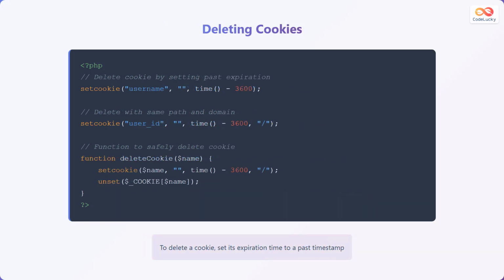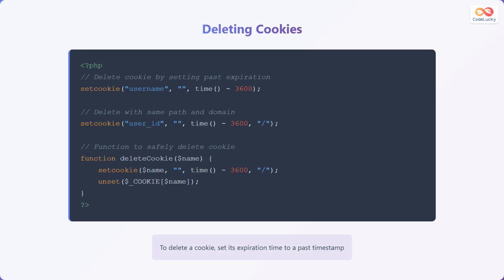To delete a cookie, you can set its expiration time to a past timestamp. Here's how to delete a cookie by setting its expiration time to 1 hour ago. The first argument is the name of the cookie, in this case username. The second argument is the value of the cookie, which is left blank. The third argument is the expiration time, which is set to 1 hour ago.